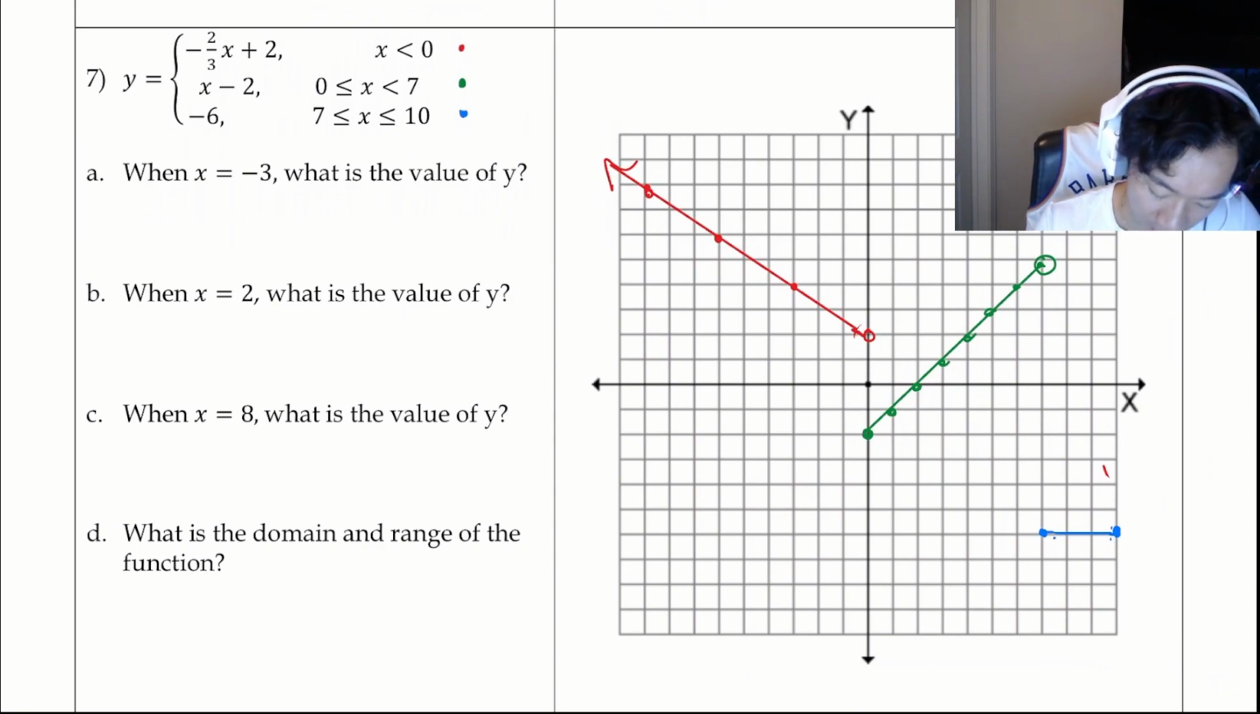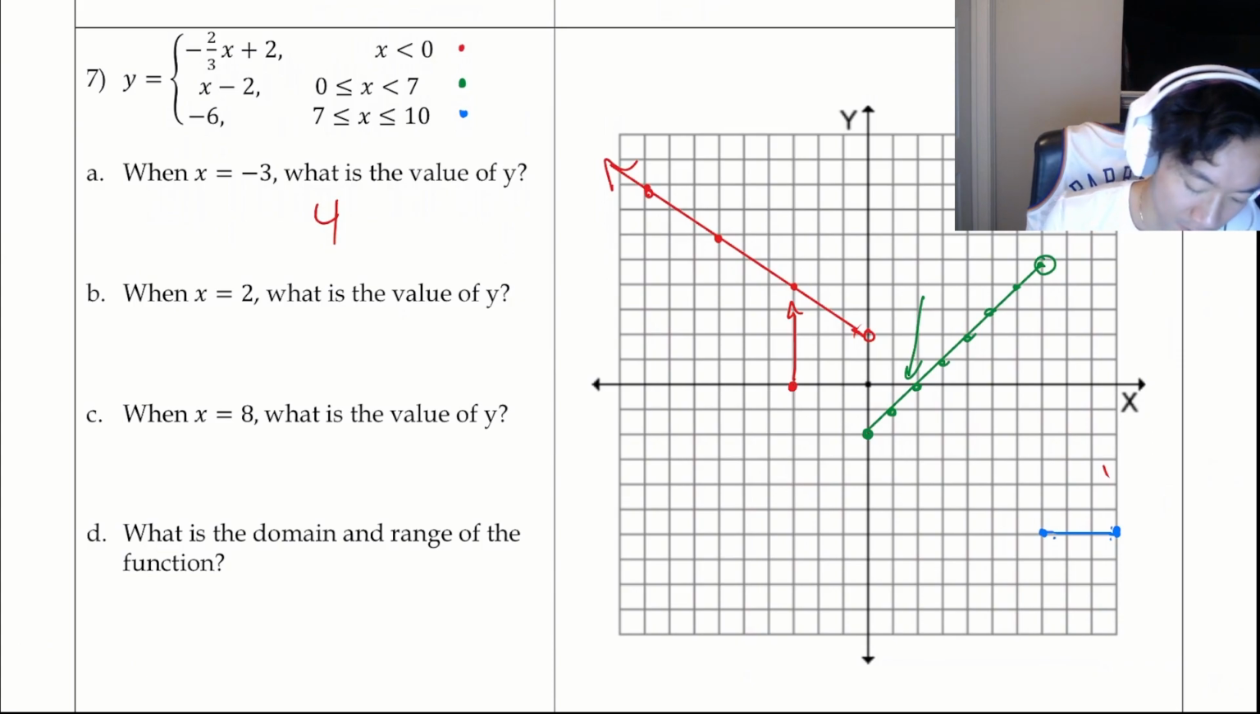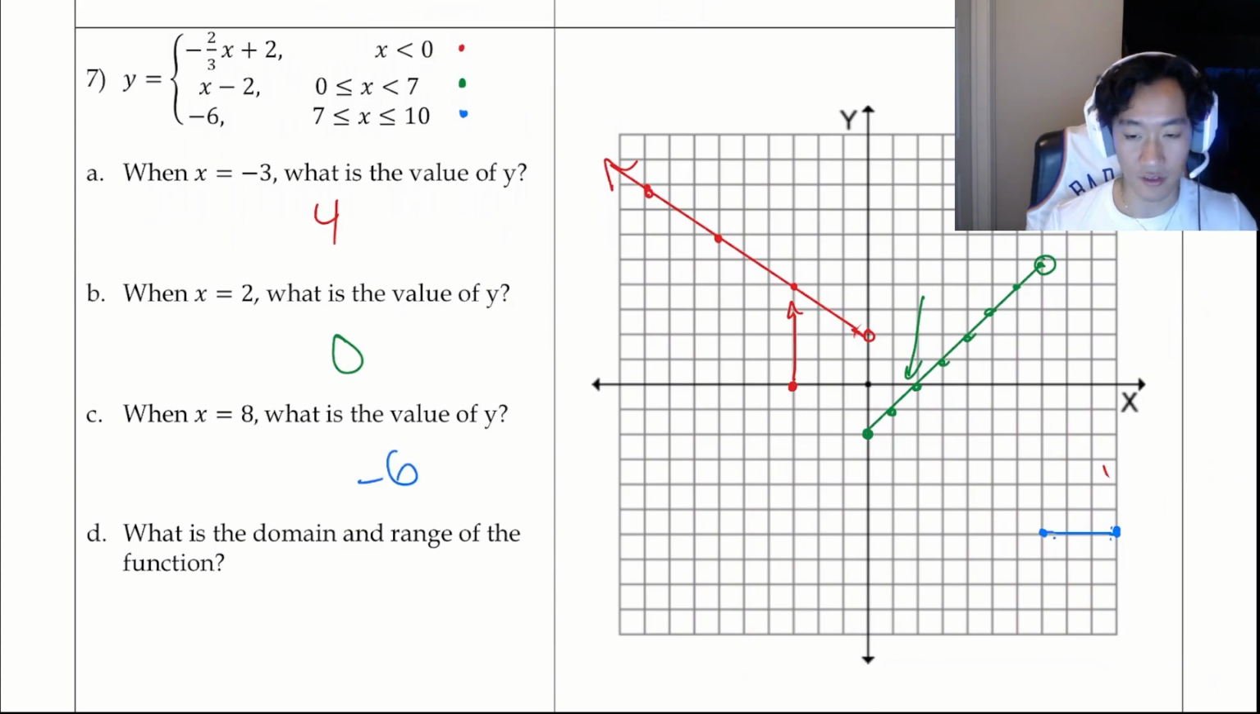So when x equals -3, it seems like I exist right there, right? So that has a y value of 1, 2, 3, 4. What is that? Yep, 4. And then the green one at x equals 2 probably, right? I am right here, and it's kind of perfect. At 2, my graph definitely just crosses it right there. So that has a y value of 0. Then x equals 8, I'm pretty sure will be in our blue portion of our graph. And it seems like, since it's constant, it has to have the value of -6. So there's the answers to that.